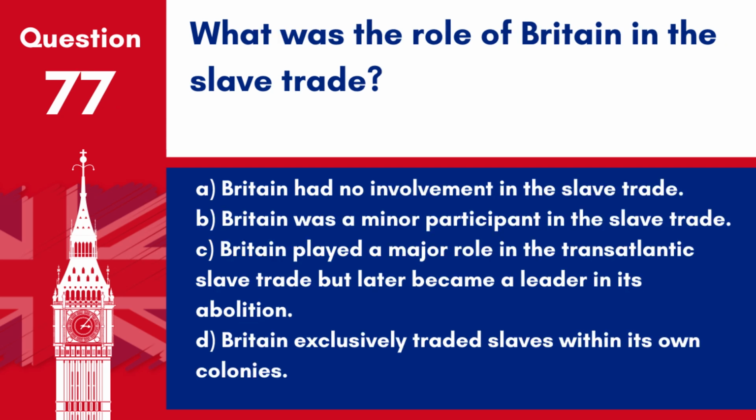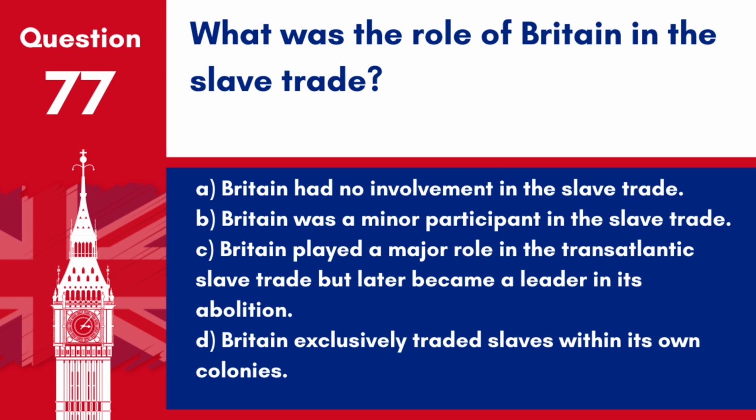Question 77. What was the role of Britain in the slave trade? A. Britain had no involvement in the slave trade. B. Britain was a minor participant in the slave trade. C. Britain played a major role in the transatlantic slave trade, but later became a leader in its abolition. D. Britain exclusively traded slaves within its own colonies.